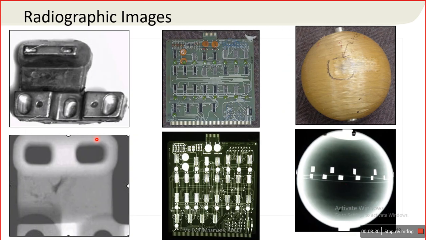See here, these are a few examples of actual objects and their radiography sheets. This is the metallic object. Here there may be a flaw available. This is a printed circuit board, which comes under electronics or automation culture. This is the radiography sheet.